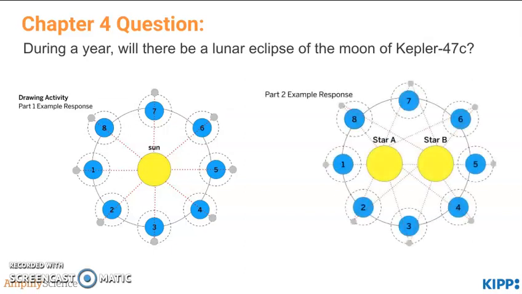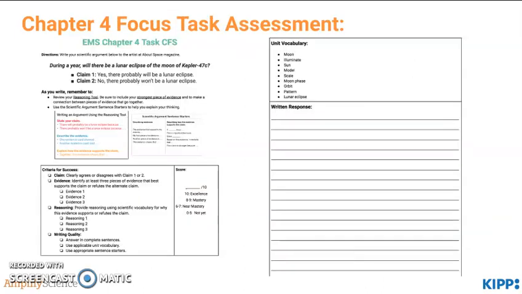In the 2-star system, however, because there's light coming from 2 different points, the lunar eclipses are only possible when Kepler 47c is at position 1 or position 5. So by looking at evidence like this and many other pieces of evidence, students craft their arguments and engage in the seminar. The day after the seminar, students use what they learned to complete their Chapter 4 task. Take a few minutes to complete the task. The evidence cards are available on Amplify. Pause the video and hit resume once you have finished.